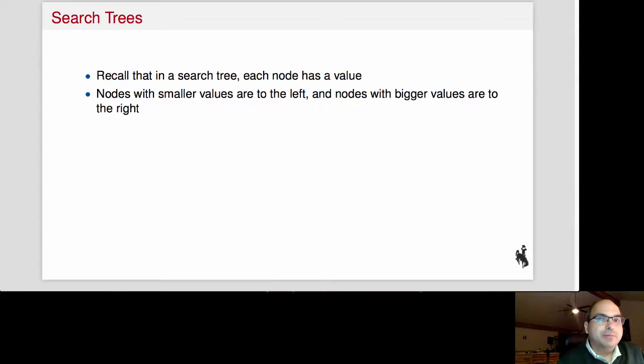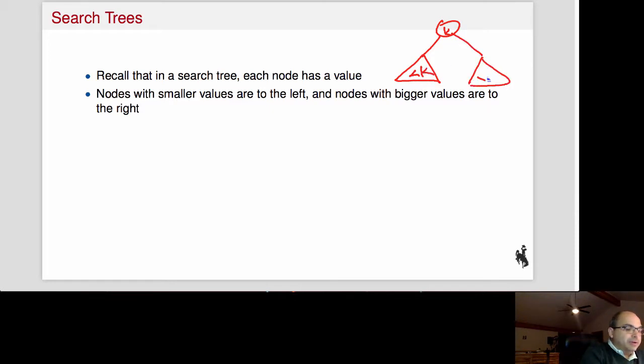Okay, so I want to focus a little bit more on search trees. Remember what a search tree looks like. Each node has a key that you can look for. Everything smaller, I'll call the key K here. Everything here is going to be less than K, and everything here is going to be greater than K.